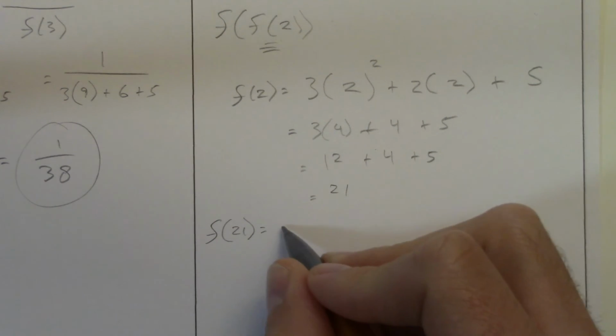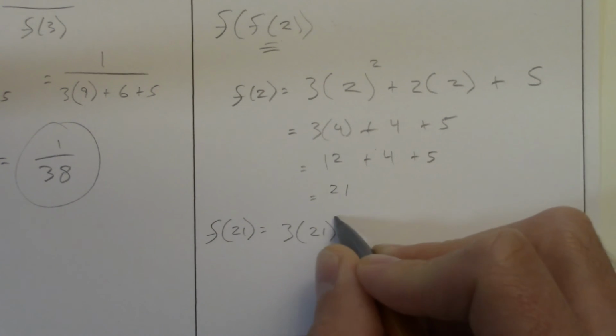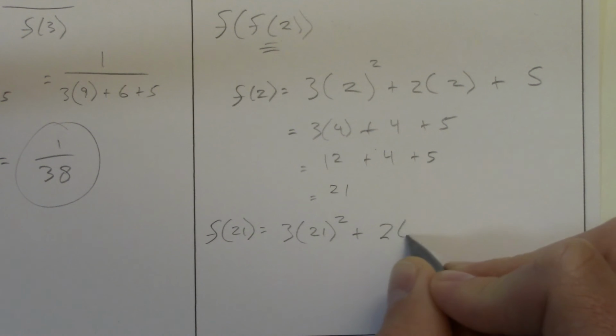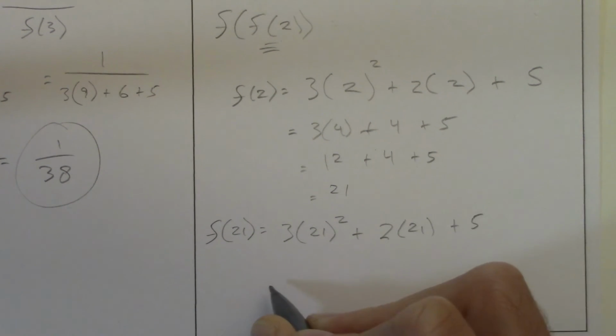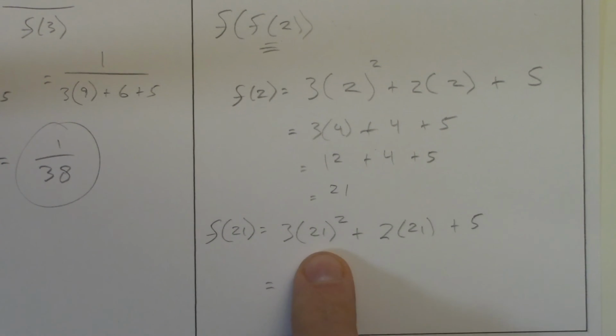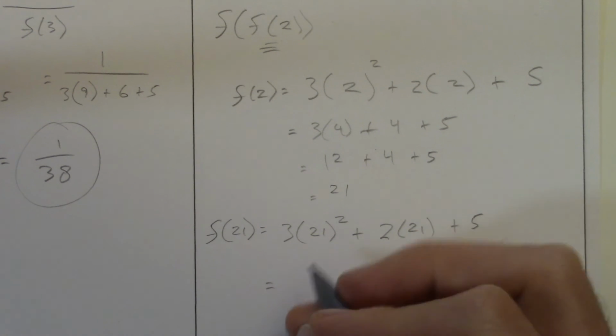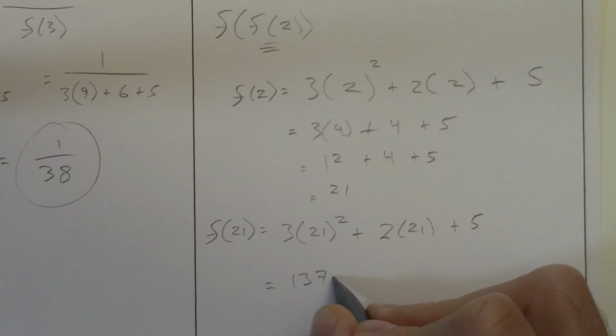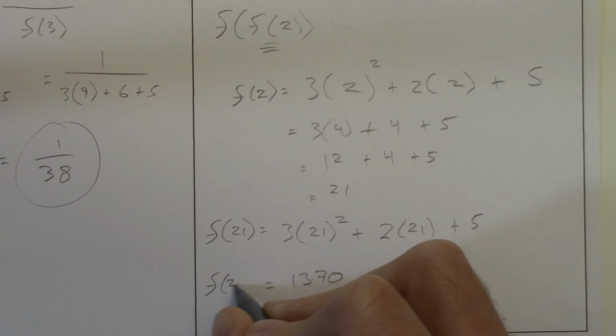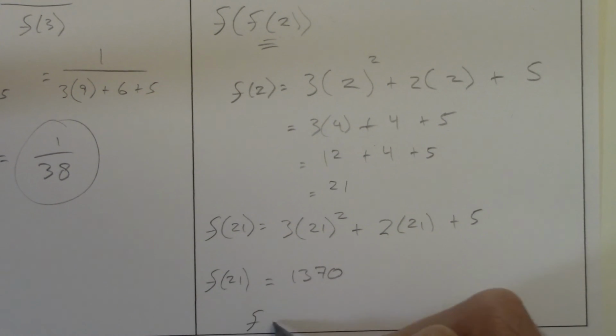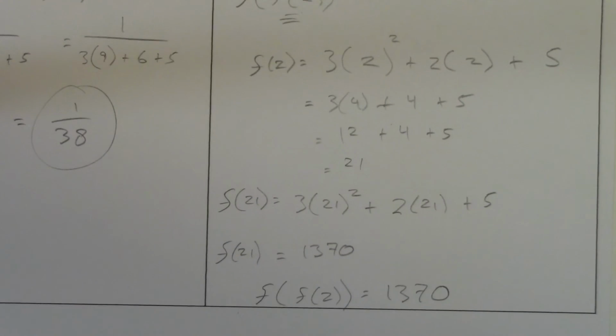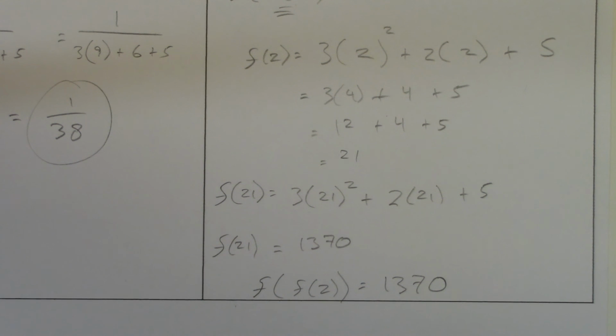I've got this worked out on the side, but same exact idea. It's just going to be a bigger number. Same exact stuff. Nothing fancy. When you plug it all in, you get 1,370, according to my calculator. And so f of f of 2 equals 1,370. All right, so now there are some bonus questions that you will have, but that's kind of the basics to get you started. Certainly hope that helps.